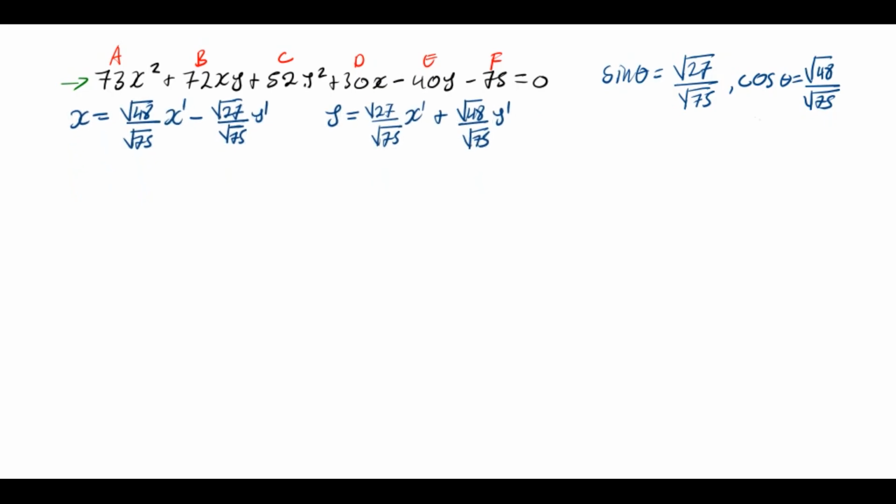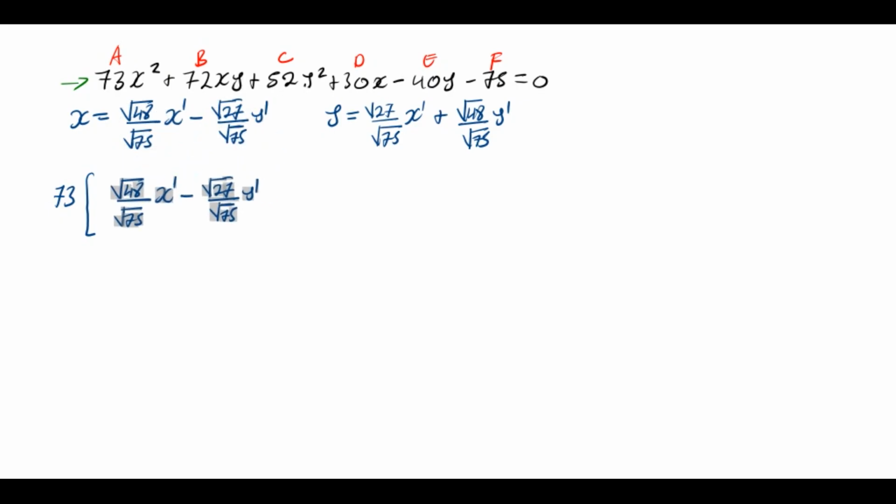Now I can begin substituting. Where there's x, we'll substitute with this expression. Where there's y, we'll substitute with that expression. So we no longer need those two. I'll begin with 73, then open bracket, where there's x we put the expression, then just square it. So we have this here. I'll just place it there, like that.